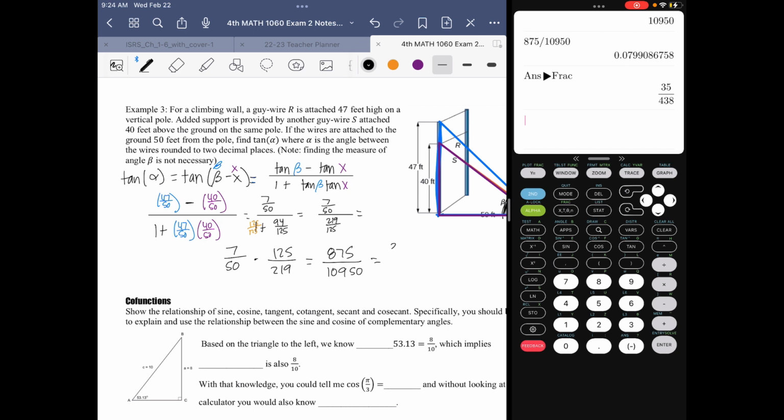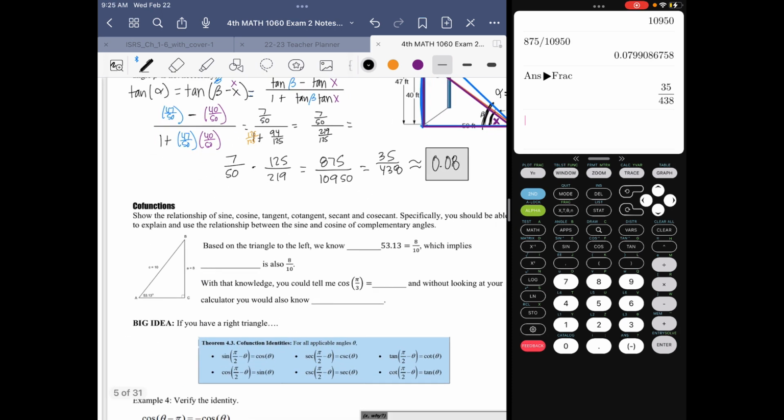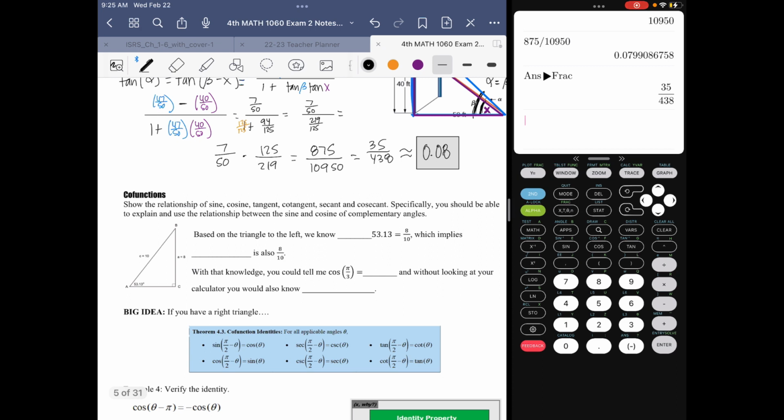Gives us 35 over 438. And I do think it wants it rounded to 2 decimal places. So I guess I do actually want that in decimal form. So that's actually going to be 0.08. The tangent of alpha is 0.08. Okay, so there you have it. That's how you would use it in this type of story problem. I hope that makes sense. Please let me know if you have questions on that, because that one's a little bit strange.